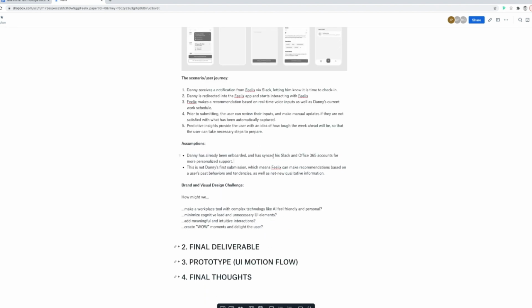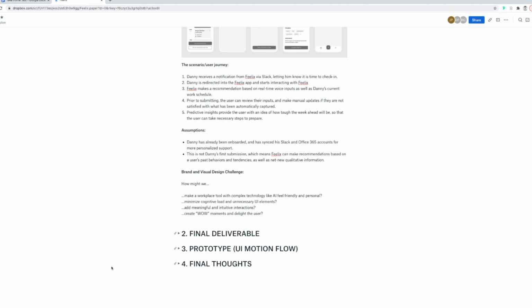So then I started diving into the actual brand and visual design challenge. So I just came up with some how might we's, like how might we make a workplace tool with complex technology like AI feel friendly and personal? How might we minimize cognitive load and unnecessary UI elements, add meaningful and intuitive interactions, and also create wow moments and delight the user? So that was my process.